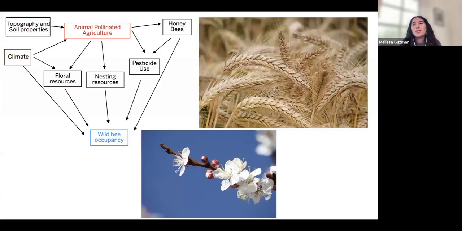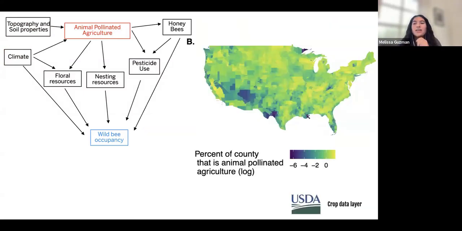But also, not all agriculture is equal. A field of wheat is very different from an orchard of cherries. So I used the USDA attractiveness to pollinators, or attractiveness to bees, metric to differentiate agriculture that attracts or requires pollinators. You can see here, combining this attractiveness with the USDA crop data layer, the distribution of animal pollinated agriculture across the United States.